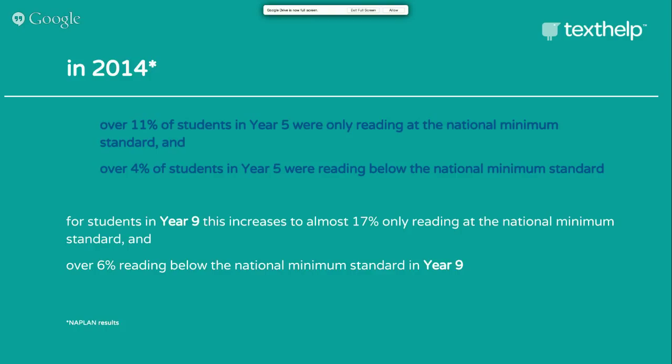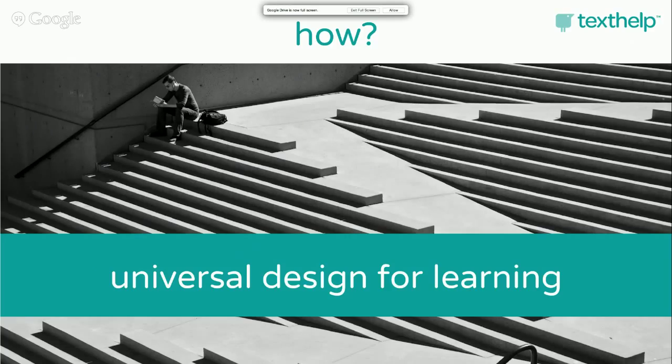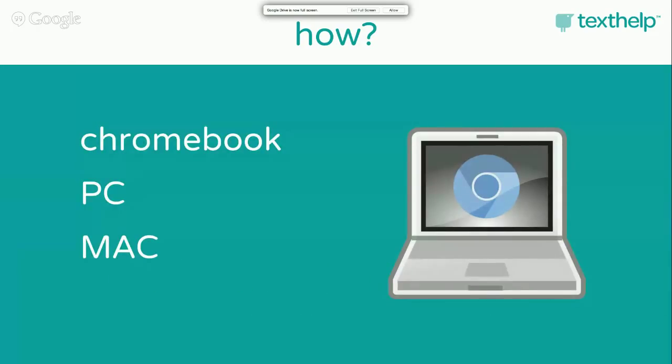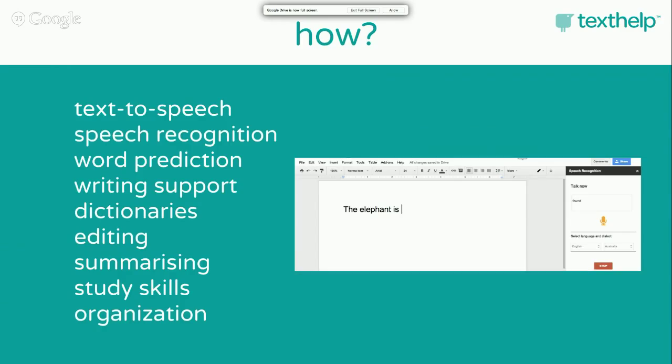Well, the thing that we have to do is we actually have to make it available. And the really cool thing about GAFE is that it's available, it's universal, it's there when students need it. You don't actually have to go to your special computer in your special classroom, in a special corner to use your technology. It's there whenever you log in. It's universally available. It's available on your Chromebook, on your PC, on your Mac. It's wherever you need it. And that's the thing that I love about working in the GAFE environment. It's just made that universal access, it just makes it happen.